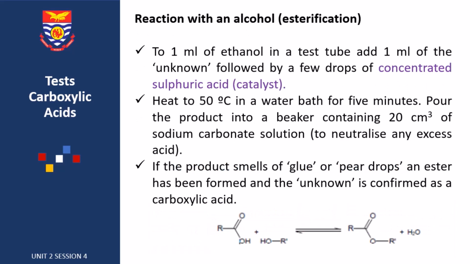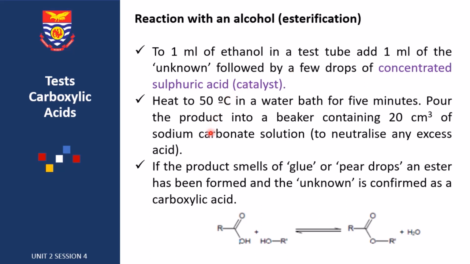Okay, so the next test we can look at is the esterification reaction involving our carboxylic acid with an alcohol. So if we have our unknown, we add about 1 ml of it to a test tube and then add our alcohol, in this case ethanol. So we add 1 ml of ethanol to 1 ml of our unknown in a test tube, and then we add our catalyst, which is an acid, sulfuric acid, and then we heat this in the water bath for 5 minutes at 50 degrees Celsius.